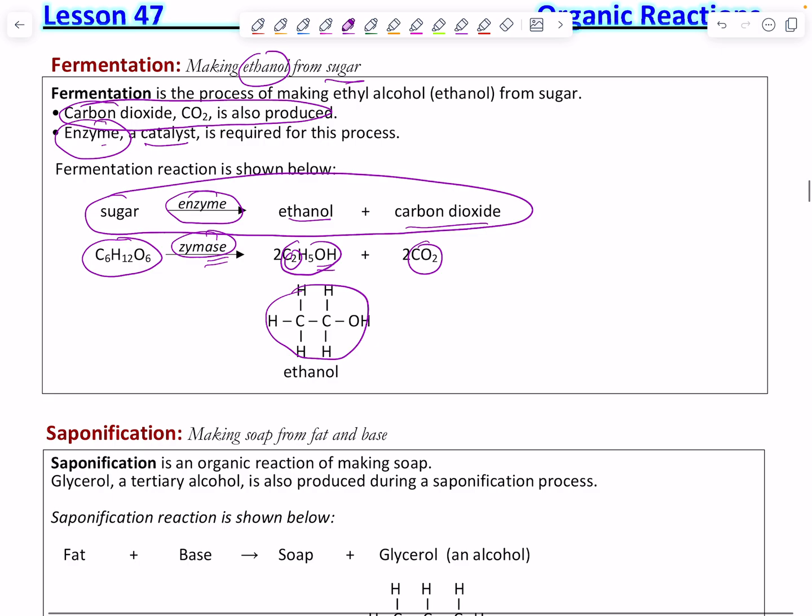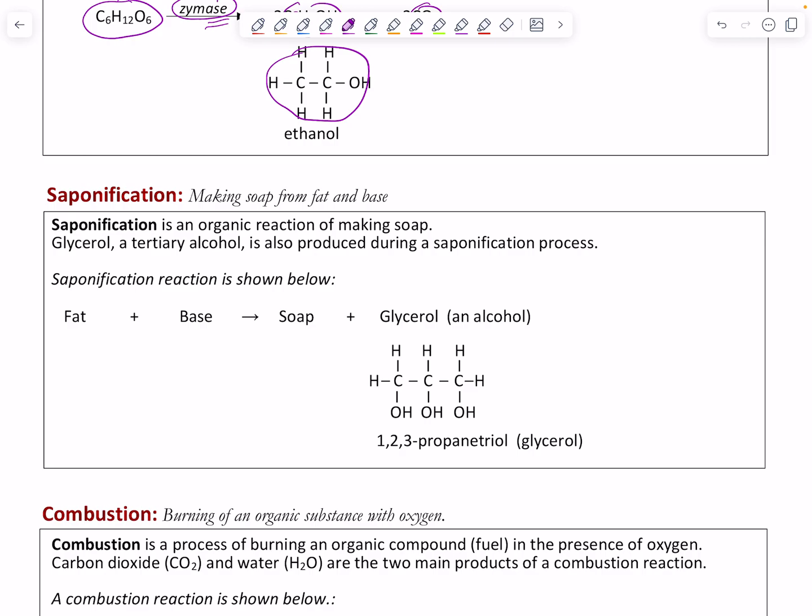This next one is called saponification. This is the reaction that happens when we make soap. In order to make soap, your two reactants, you have to have something that's a fat and something that's a base. Remember, bases are things like NaOH, KOH, things that are hydroxides. So sodium hydroxide, potassium hydroxide, calcium hydroxide, that kind of stuff. And then your products: one product is going to be the soap. The other product is going to be an alcohol. Specifically, it's going to be called glycerol.